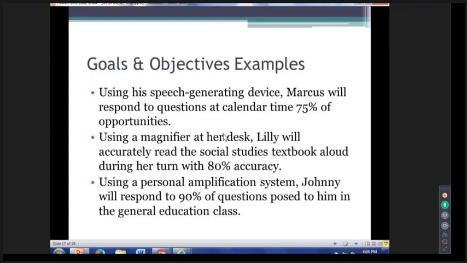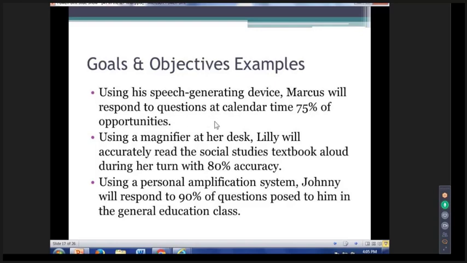So some examples. You'll notice that I've started each one with using the assistive technology. That's the conditions. And I've taken these basically from my same examples that I did in the objective statements, but they may not be completely equivalent. Like if you're really going to look at this student, then this goal and objective might not be that exact situation, but it'll be close. I'm just trying to give you the idea of how you might say it in an objective statement and you might say it in goals and objectives. So with Marcus, using his speech generating device, he will respond to questions at calendar time 75% of opportunities.